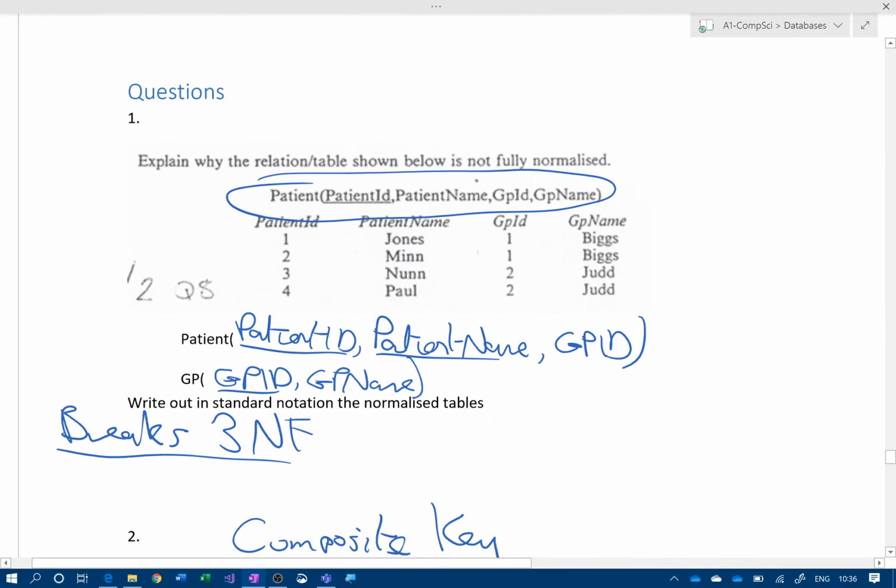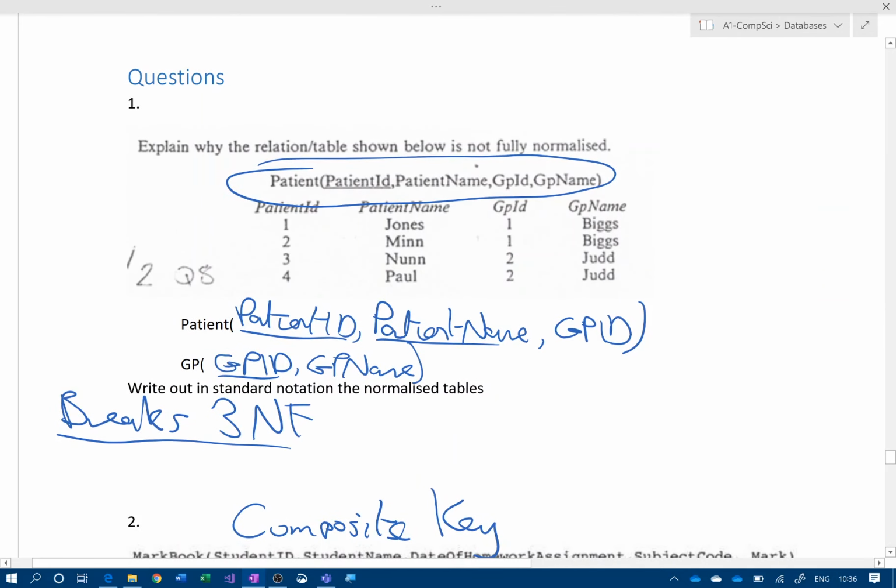Right, there's the answer to the first question. Explain why it's not fully normalized. Well, it's because, again, GP name is dependent on GP ID. It's the classic third normal form. You can see we've got duplication of names there. So there it is in standard notation.